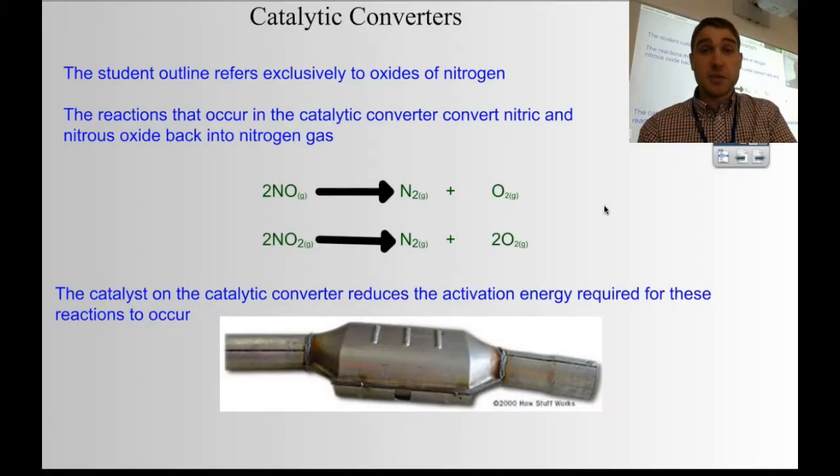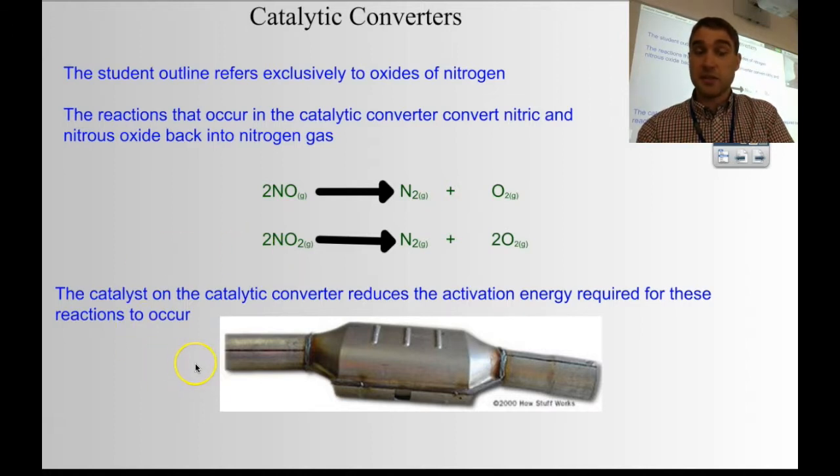So the student outline specifically talks about oxides of nitrogen. So in the animation we saw this first one happening. So two nitric oxides producing nitrogen gas and oxygen gas. So again, we're reducing the concentration of nitrogen oxide. Nitrogen dioxide is a nitrogen oxide as well, and we get a similar reaction occurring there at the catalyst bed. So any nitrogen dioxide that is produced immediately is turned into nitrogen and oxygen. Very little of this will be produced immediately. It takes a little while for the nitric oxide to turn into nitrogen dioxide.